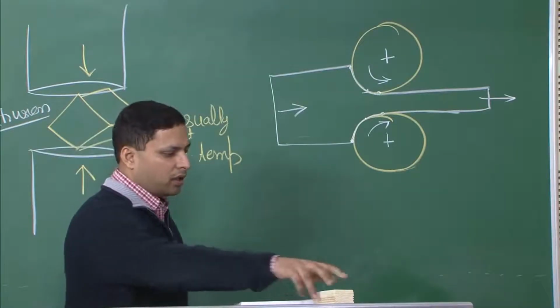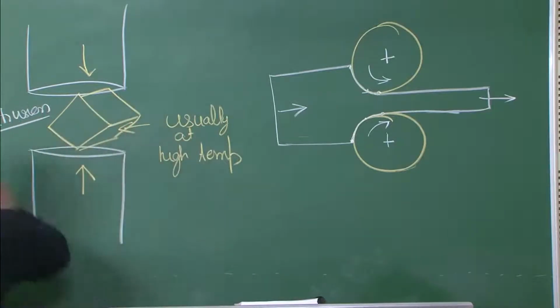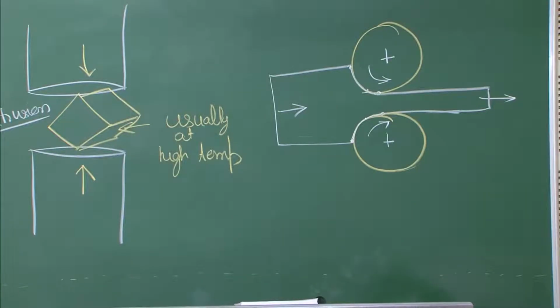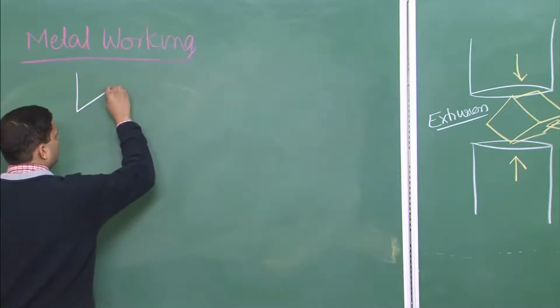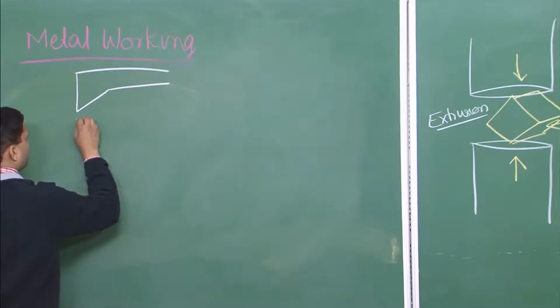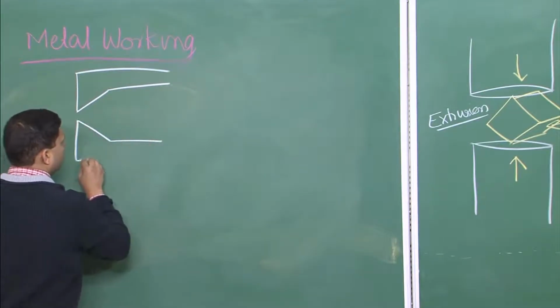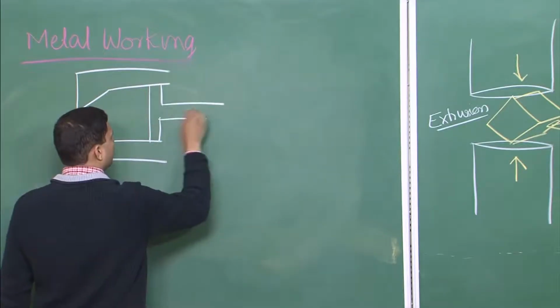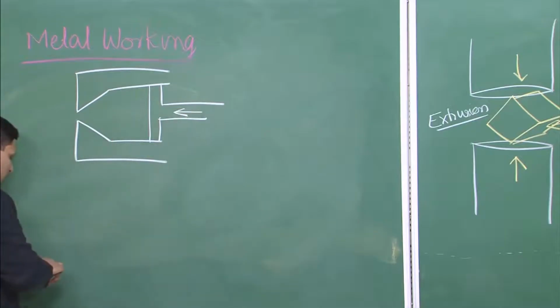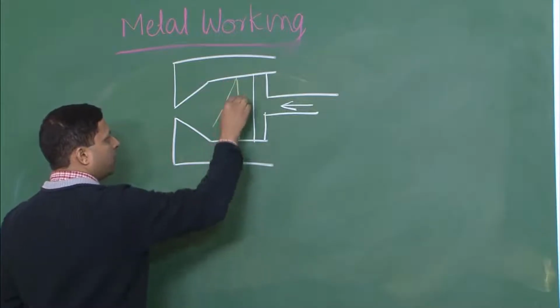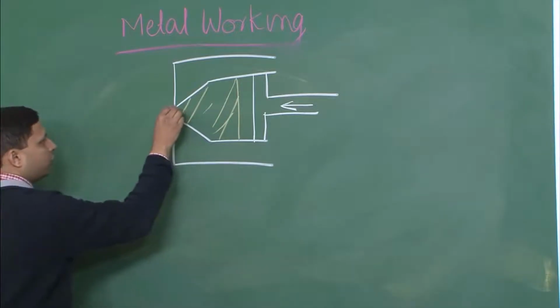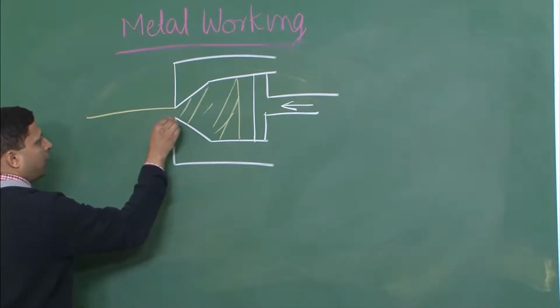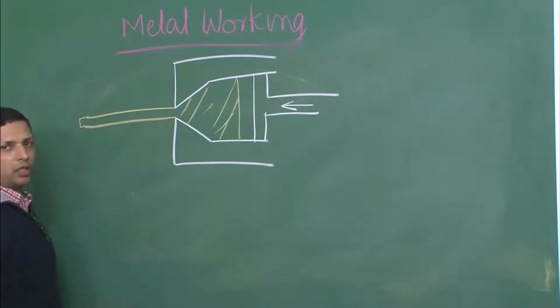Let us look at still another example, which is extrusion. Now, extrusion can be direct extrusion, it can be indirect extrusion. The one that I will draw over here is direct extrusion. So, you have a die like this, and inside you have a piston which moves like this, and in here you have metal which is forced through this orifice, and you get longitudinal structure.